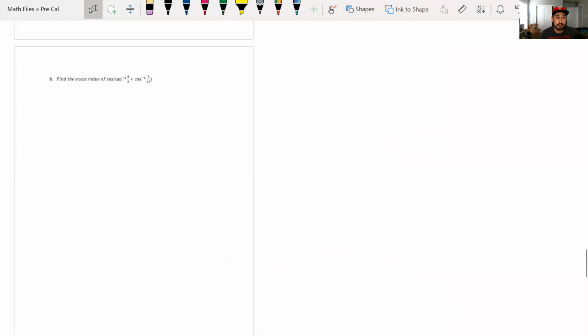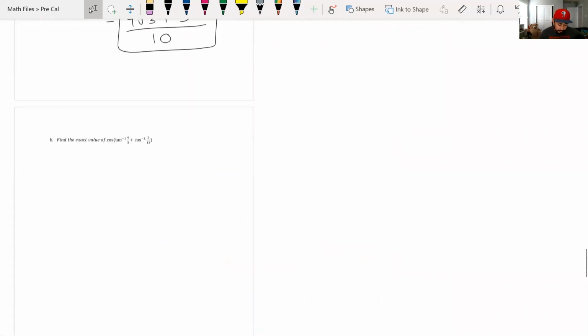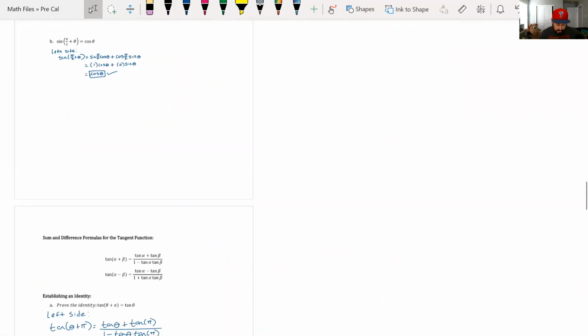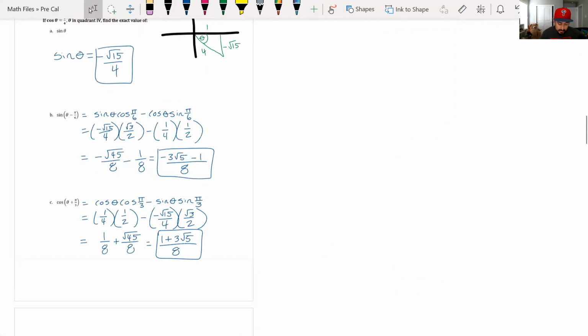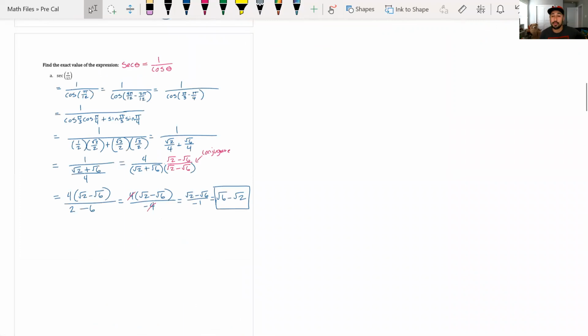All right, guys, that's it. I will finish B up, and I'll finish one more I left blank, which was over there. But that is it. Those are the sum and difference formulas for cosine, sine, and tangent. Done.